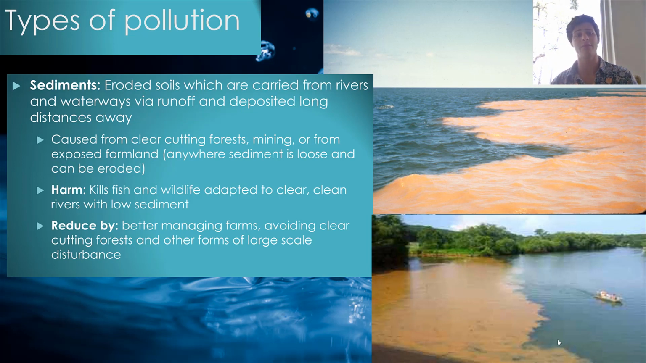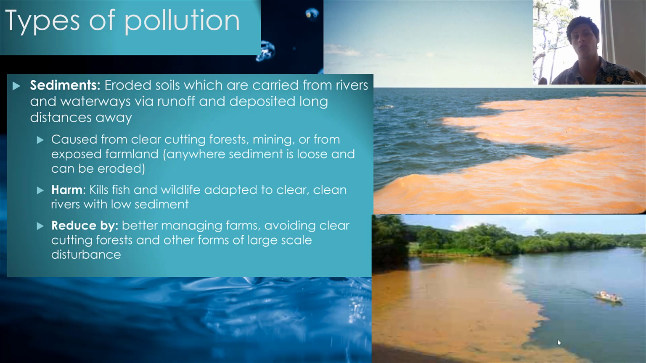So moving forward, another form of pollution that we don't really think about when we think of pollution is actually sediments. Sediments are eroded soils that are carried from rivers and waterways via runoff and deposited along distances very far away from the actual site of erosion. Now, this is a natural process. Sediment is naturally transported along a river to where the river injects itself into the ocean. However, this can be significantly exacerbated by clear-cutting forests, mining, and any time where we expose farmland or soils.